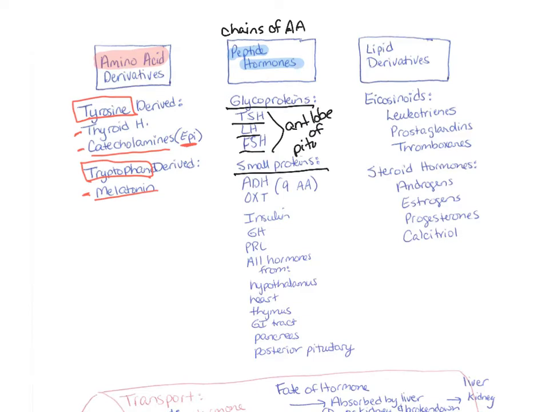So that might be one way for you to remember the hormones that are peptide hormones, derived from peptides. Then we have small proteins like ADH and oxytocin. They each have chains of 9 amino acids, so they're small proteins. You know, proteins can be 100 amino acids or more. ADH and oxytocin are quite small. These hormones come from the posterior lobe of the pituitary.